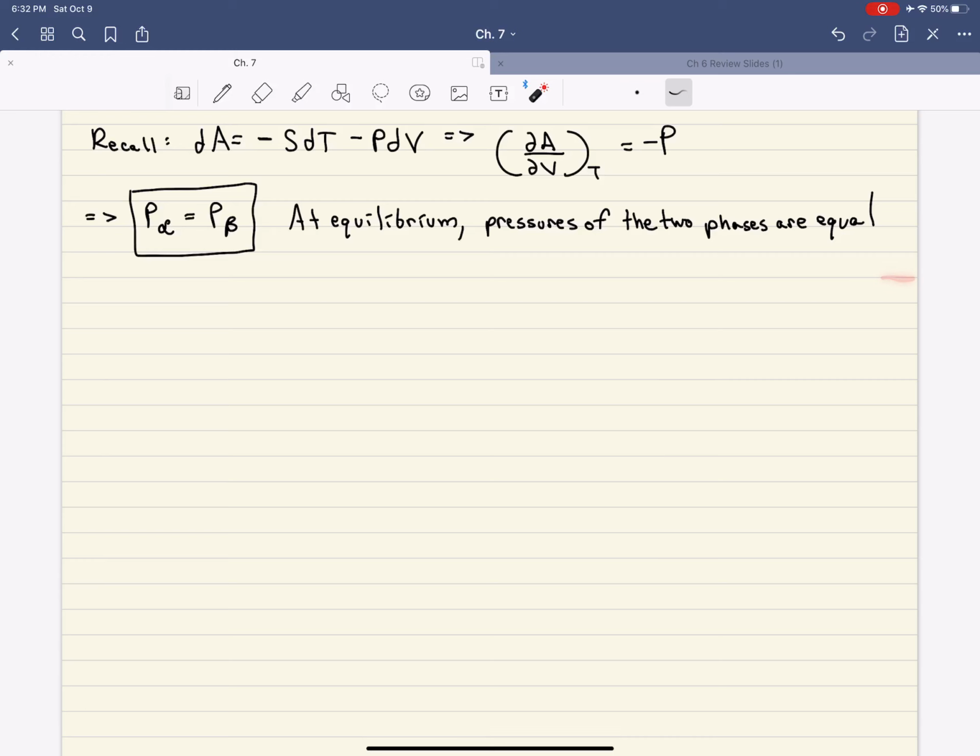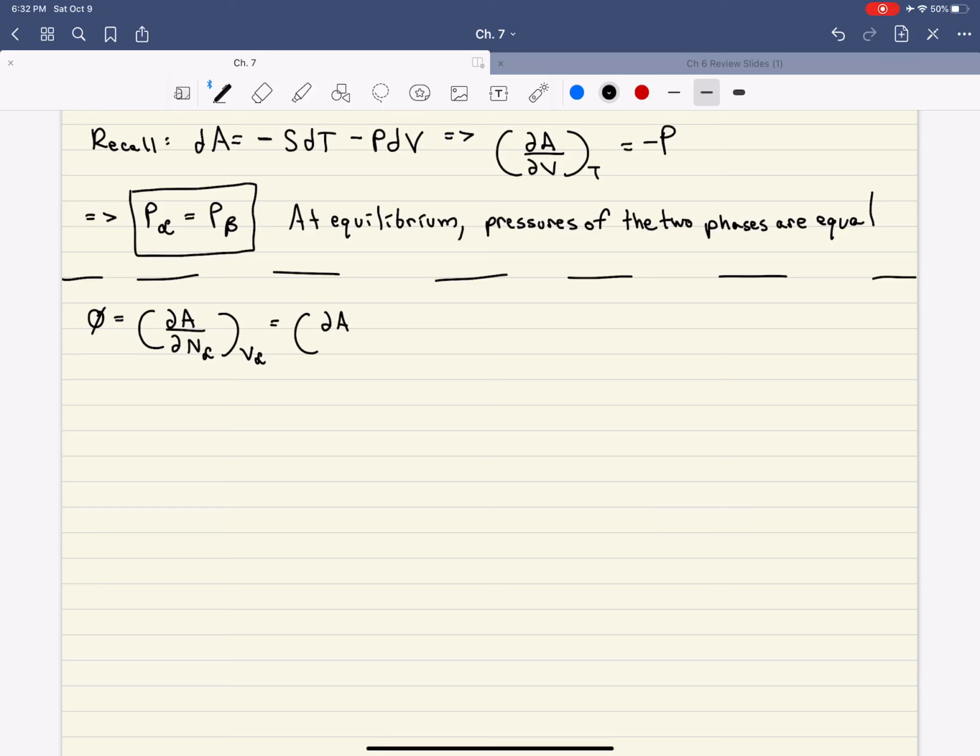Let's now go through the same analysis by minimizing the total Helmholtz energy with respect to N alpha, the number of molecules in the alpha phase. And so, if we minimize A by N alpha, so that this partial derivative is equal to 0, we then need to write out the partial derivatives for each of the A's for the alpha and beta phases.